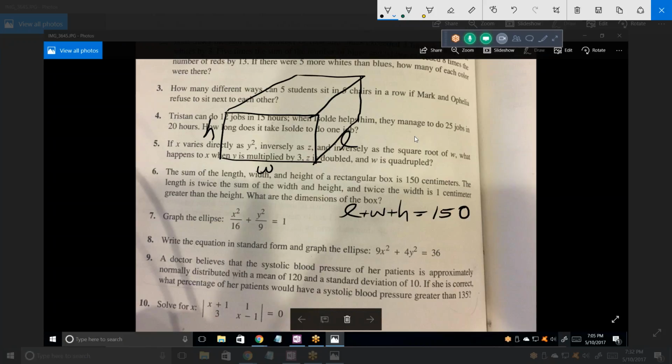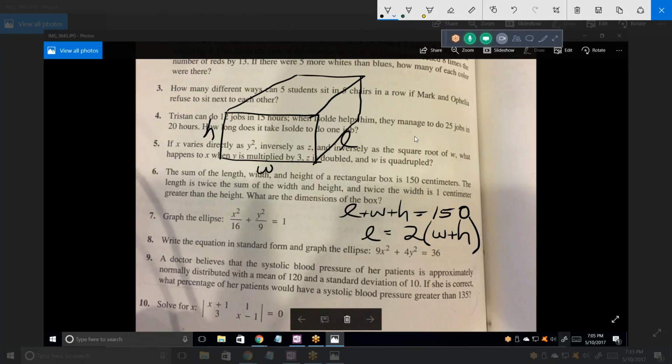The length is twice the sum of the width and the height. Give me an equation I can write for that. L equals 2 times, and then in parentheses, W plus H. And the length is also twice the width is 1. Oh, hold on. No, this is completely separate.